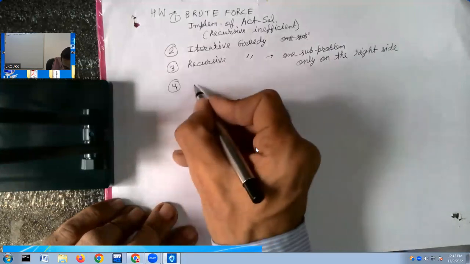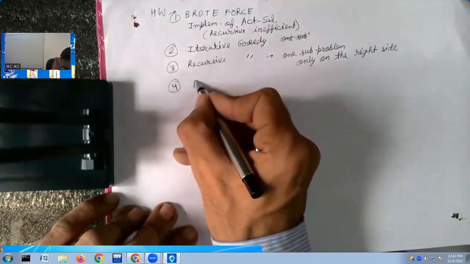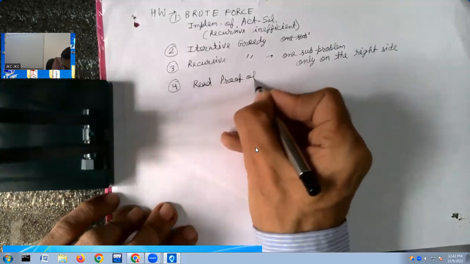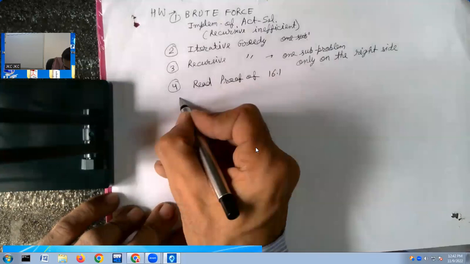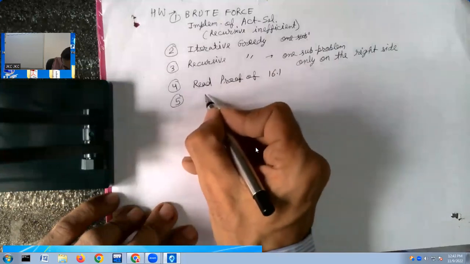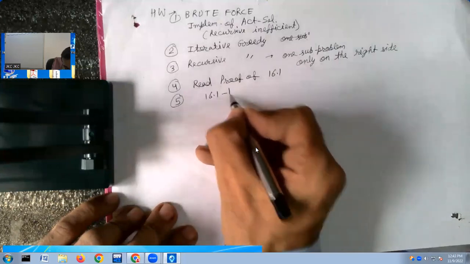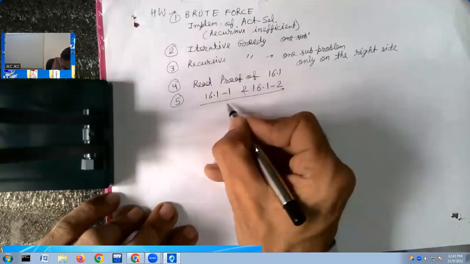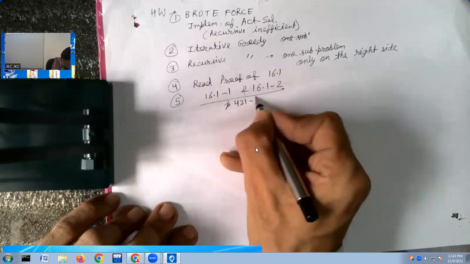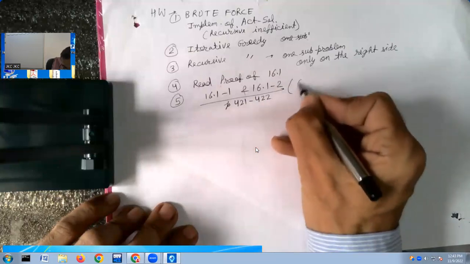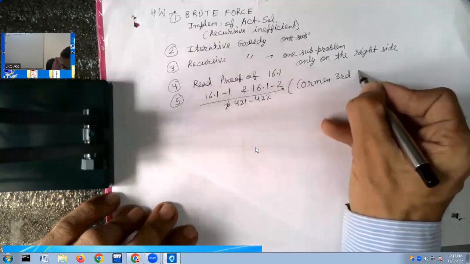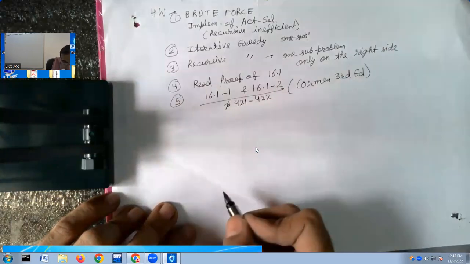Once you do this, I will suggest you to read the proof of theorem 16.1, and then there are two problems given in the book, 16.1-1 and 16.1-2 on pages 421 and 422 of Cormen's book. So you should try those problems also for your practice.